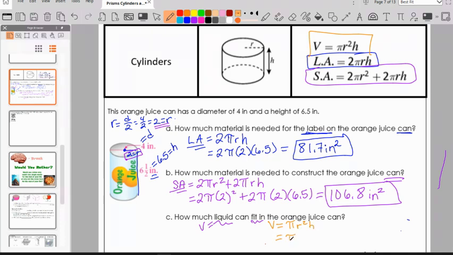So we have our radius. If I go find it, we said it's 2 units, squared times our height, which is 6.5. I put that in my calculator. I get 81.7. It's inches, but this time we're doing volume. I always come back and see what we're finding. We're finding volume. Volume is what kind of inches? Cubic inches, or inches cubed.